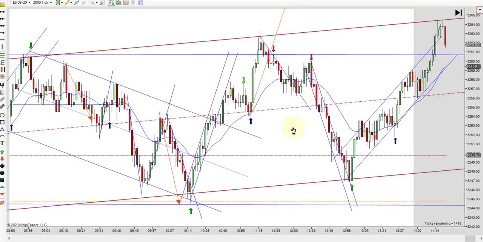I mean, it didn't matter. You could play to either one of them. They still worked out about the same. Prices are still going from support to resistance to support to resistance.